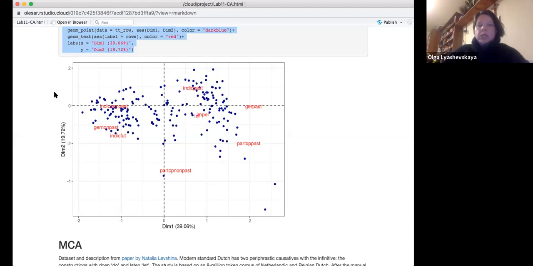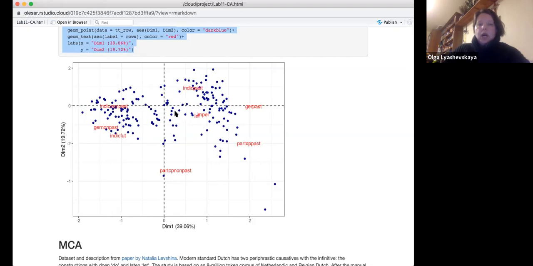This is a biplot where we see both grammatical categories and the distribution of our verbs. So first, we usually start with interpretation of grammatical categories or some other variables which are important in our data set. And we can think about some interesting phenomena. Okay, first of all, let us look at the zero point here.